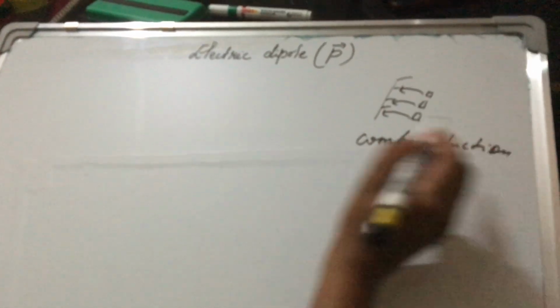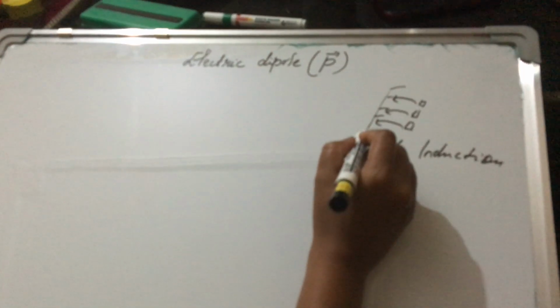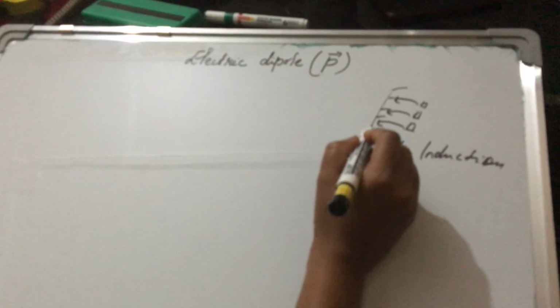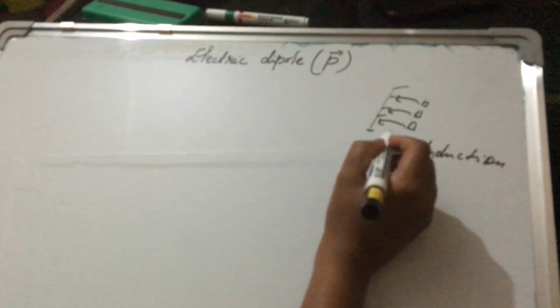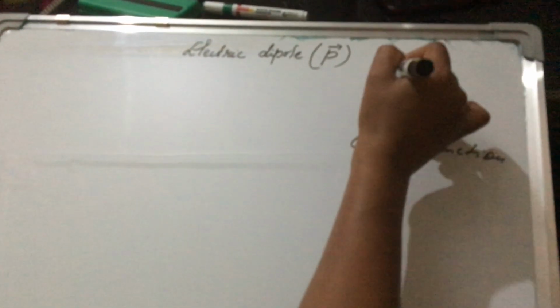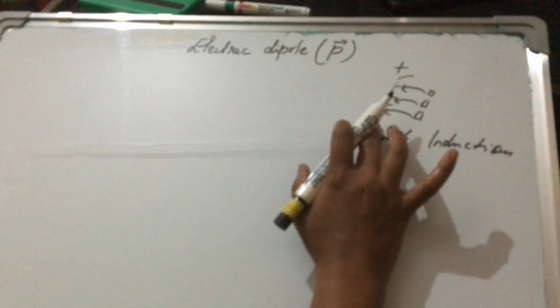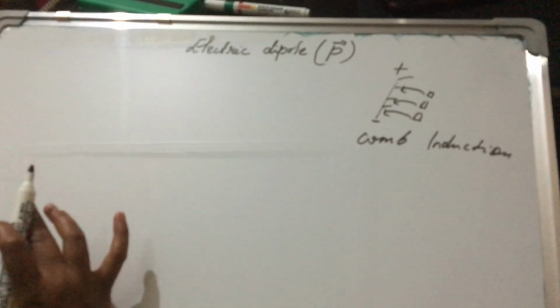right? Now in this case, when the comb is rubbed against the hair, one gets one charge and the comb gets the other charge. I don't exactly remember, say the comb gets plus charge. Okay, let's say the comb gets plus charge. That means the hair gets the negative charge.